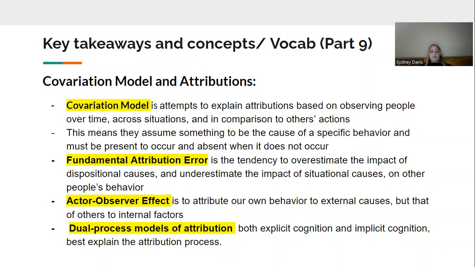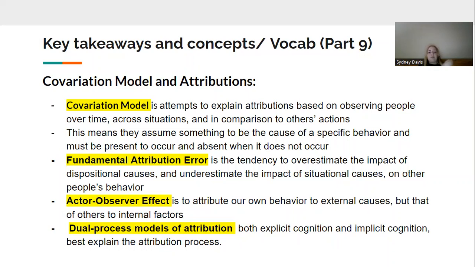So next, talk about the covariation model and attributions. The covariation model attempts to explain attributions based on observing people over time, across situations, and in comparison to others' actions. This means they assume something to be the cause of a specific behavior and must be present for it to occur and absent when it does not occur.